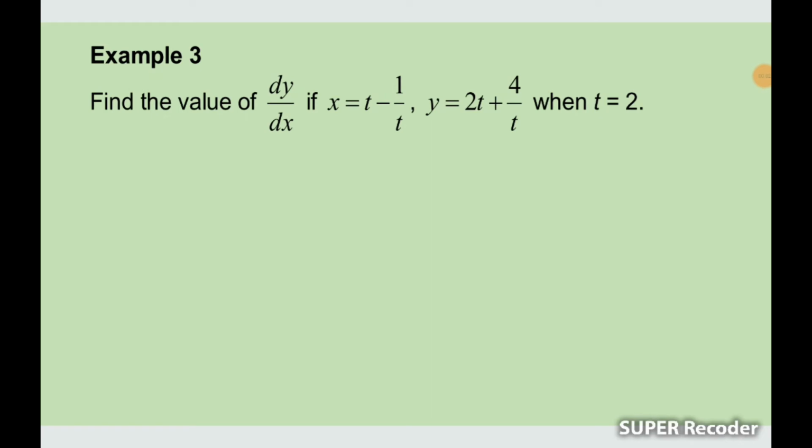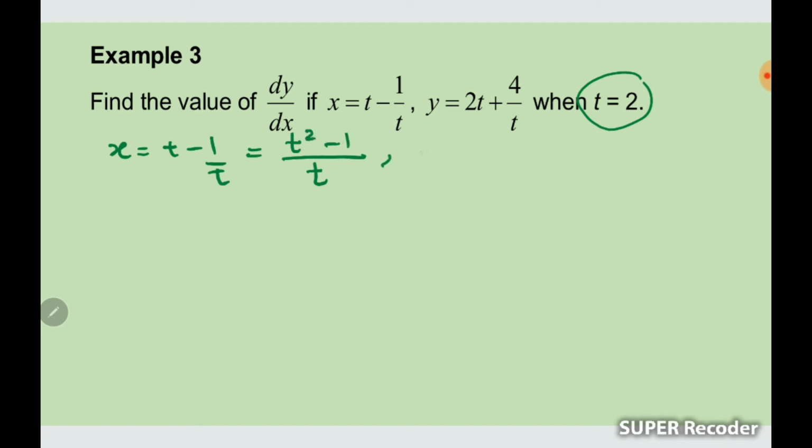Example 3, find the value of dy/dx if x equals t minus 1 over t, y equals 2t plus 4 over t, when t equals 2. So we need to write first, x is given as t minus 1 over t. You can simplify to get the denominator is t, so the numerator is t squared minus 1.